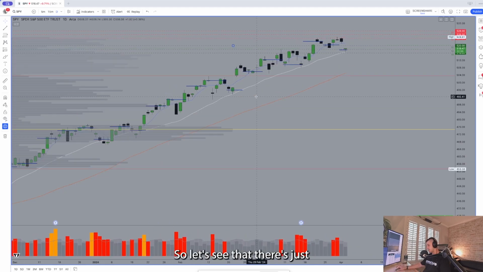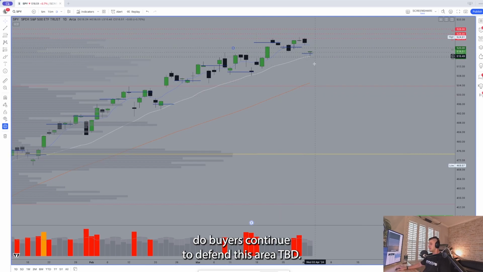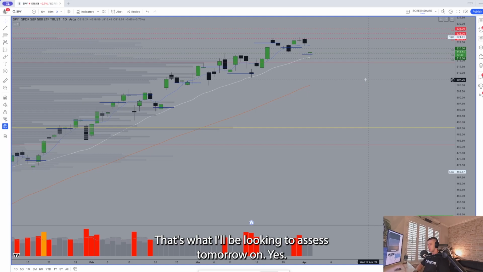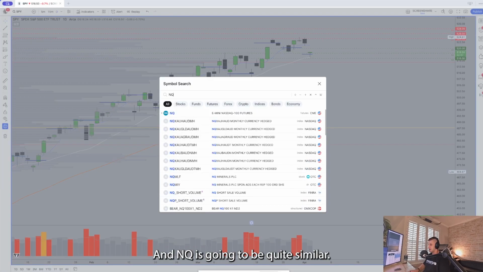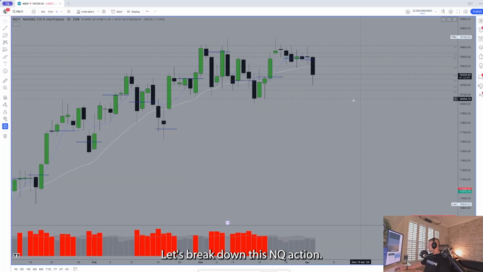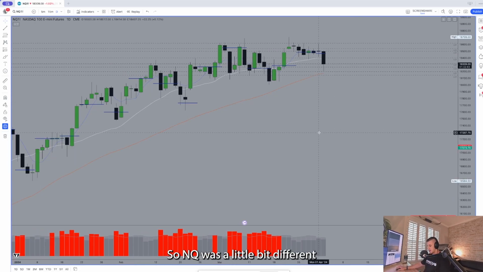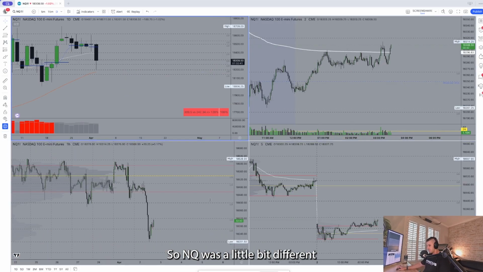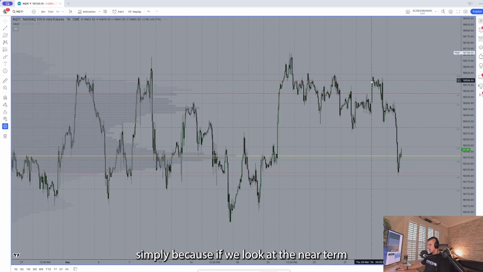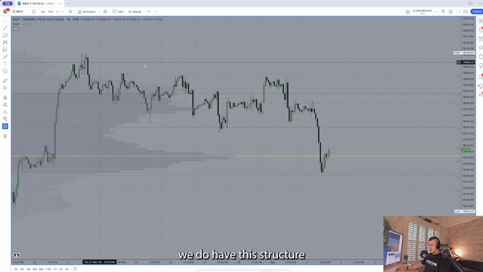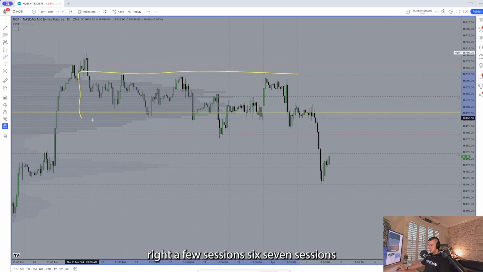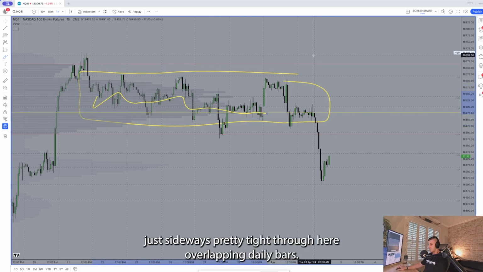So let's see. It's just, do buyers continue to defend this area? TBD. And that's what I'll be looking to assess tomorrow on ES. And NQ is going to be quite similar. Let's break down this NQ action. So NQ was a little bit different, simply because if we look at the near term, we do have the structure, right? Few sessions, 6-7 sessions, just sideways, pretty tight through here, overlapping daily bars.